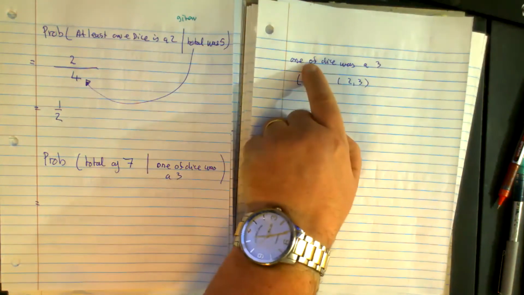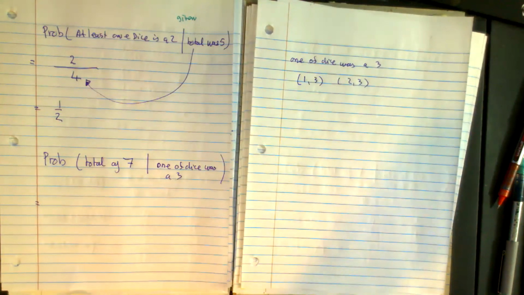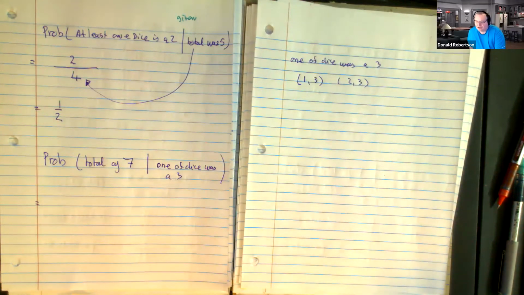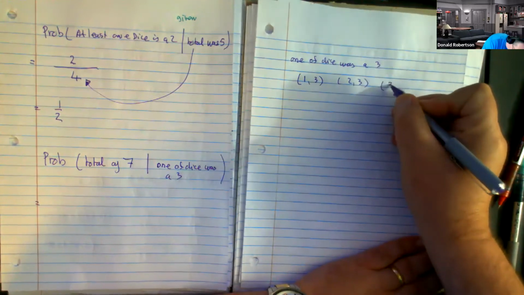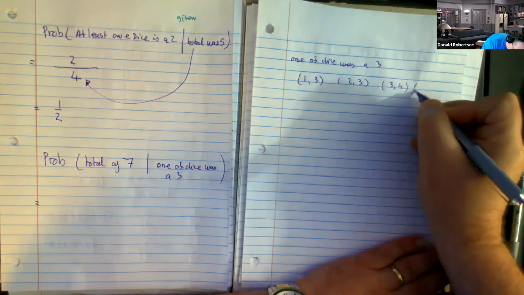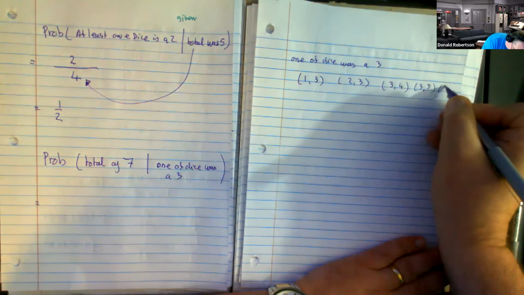One dice is a 3. Yeah, if I had said at least one of the dice was 3, see the difference a word can make? If I'd said at least, then I would have used it. But since I said one of the dice, 3 3s isn't going to work. They're going to be a 3 4, a 3 5, and a 3 6.